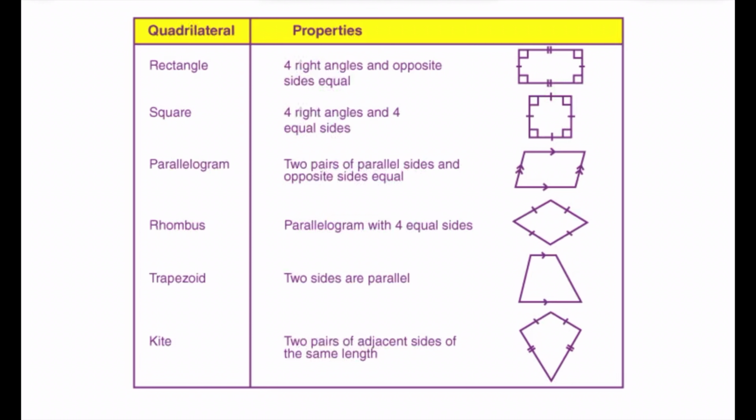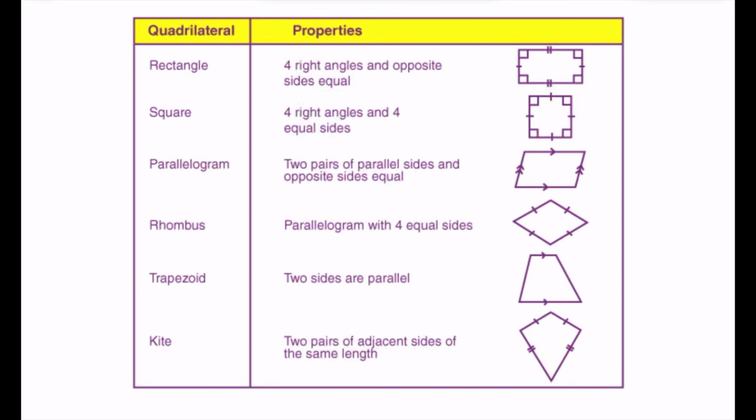So now that we've gone through all three of our vocab words, let's go through this little visual I've put together for you guys. This visual has all of the shapes that we went through in our last video, but it also has their properties. So let's start up at the top. The first type of quadrilateral we'll look at is a rectangle, and let's look at its properties.